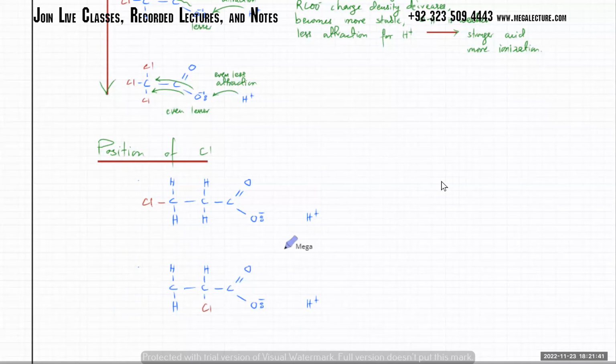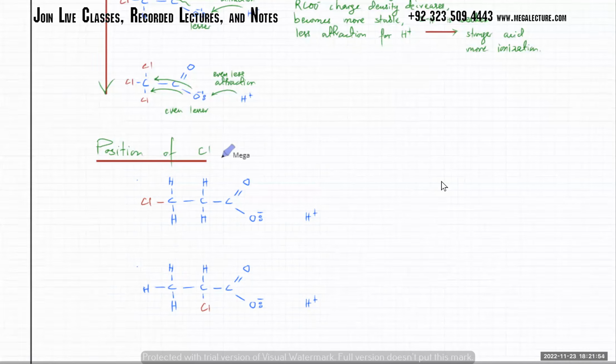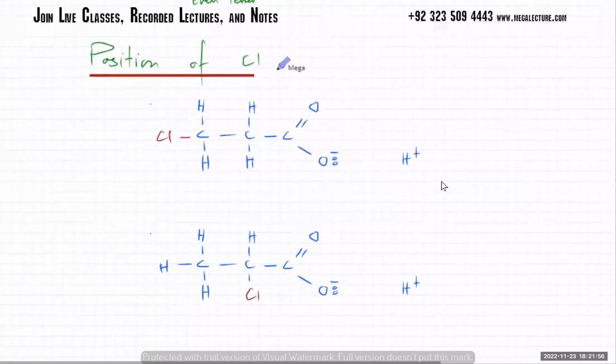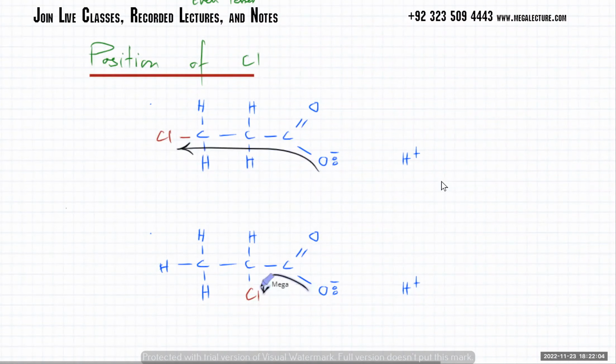Or there, instead, there's an H over there. Okay, so you've got an H over there. So now if you look at this, because in the first one, the Cl is a lot further away, and in the second one the Cl is right next to it. So because the Cl is closer, the electron withdrawing effect is even more.